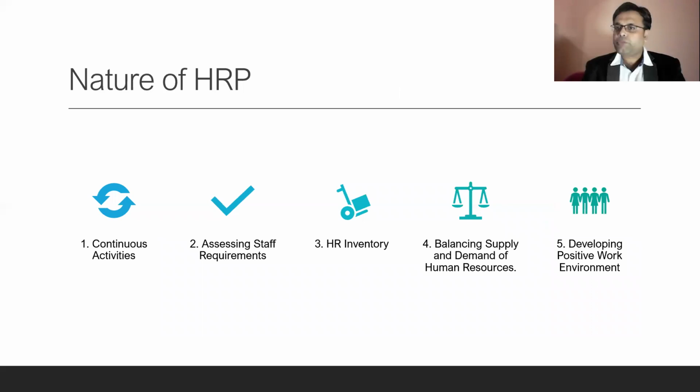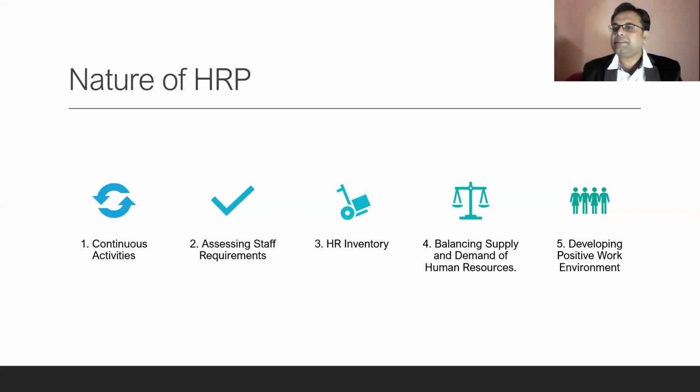So what is the nature of human resource planning? It is a continuous process. It is not a one-day activity or a one-time activity in a year. It is a continuous process based on the contingency, based on the situation. We need to conduct human resource planning. Like suddenly in the month of March, the government declared lockdown due to the coronavirus pandemic. Now the organizations have to take a decision on how to manage their business.